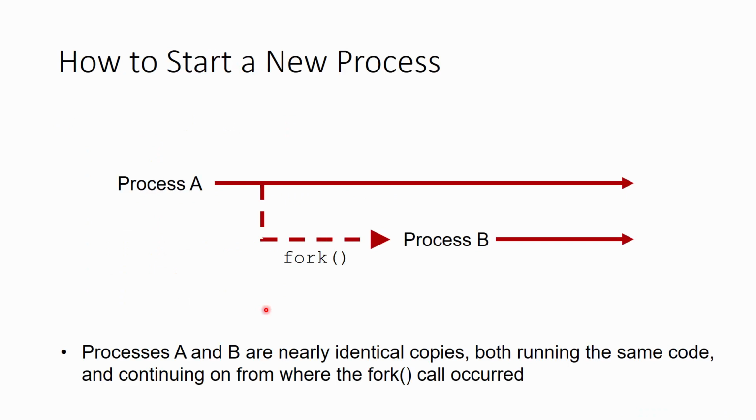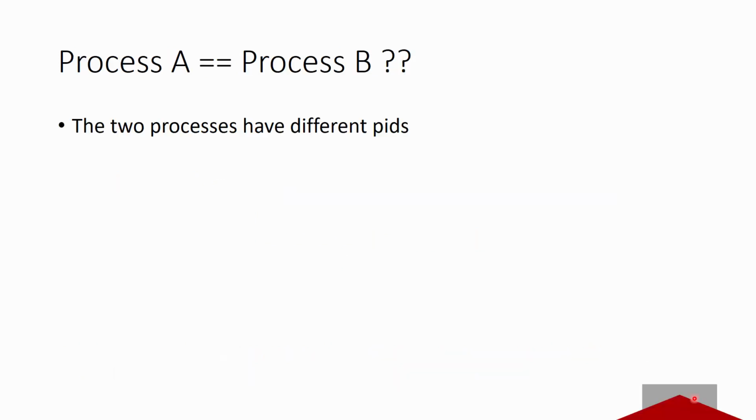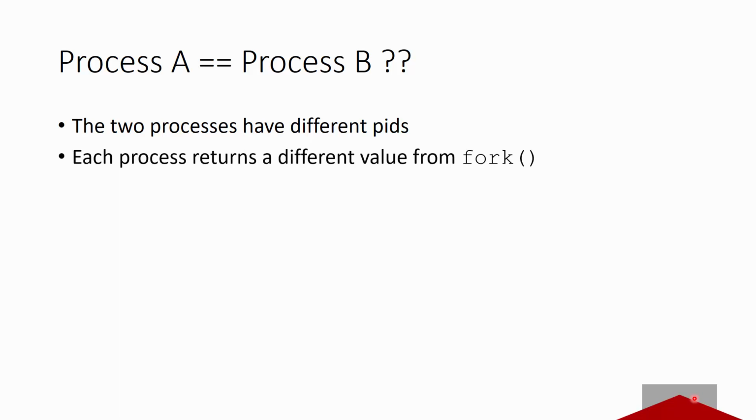So how do we actually start a new process? To do this, we use a function call called fork. And what fork is going to do is it's going to start in process A. You call the function fork in process A, and it clones your process into a new one. And they're nearly identical. They're both running exactly the same code, and they're both continuing on from where that fork call occurred. They are not exactly the same though, because they both have different process IDs, and each one of them is going to return a different value from that fork call, and we'll show an example here in a second.